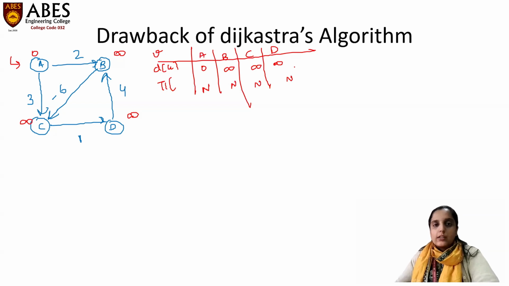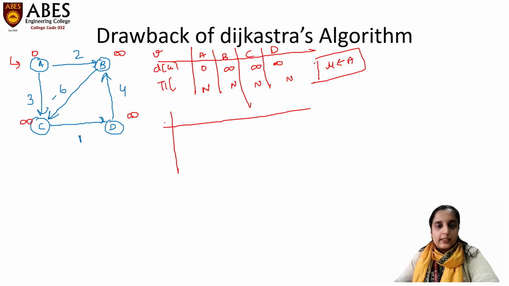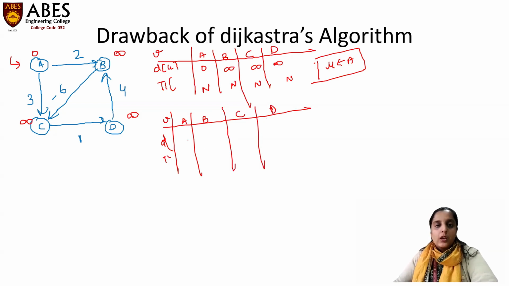Now we're going to extract A. So U will be A. Now we have to construct one more weight matrix here, with V, D, and pi. We'll write A, B, C, and D. We are about to visit A, so we'll copy these values from the previous matrix, and now we'll start exploring A.